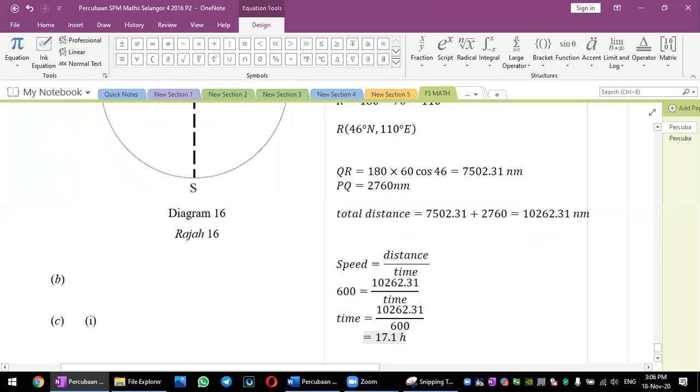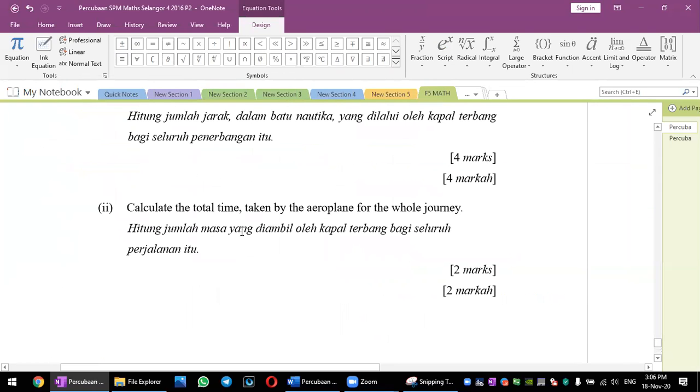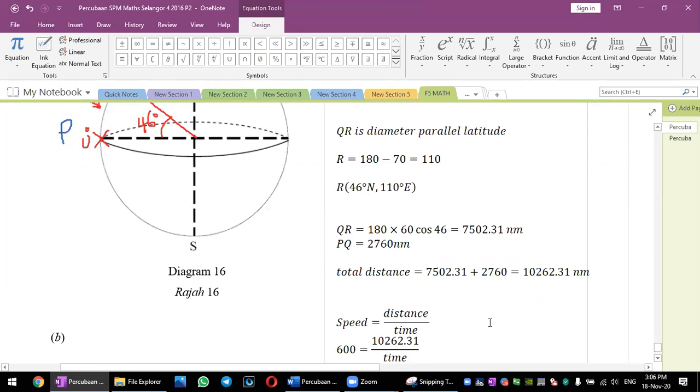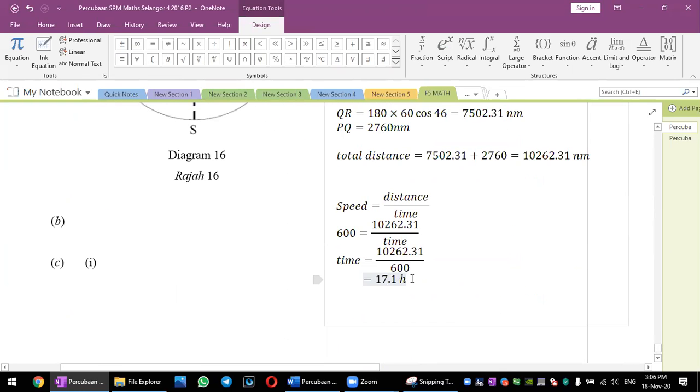Berapa kamu dapat? 17.1 hours. Okay, then kamu kena check. Dia nak unit apa? What they want. Or they didn't mention. Normally ada cakap punya. If they mention in hour and minutes, you must change the 0.1 to minutes. But they didn't mention, we just leave answer like this. Okay, just leave the answer 17.1 hours.